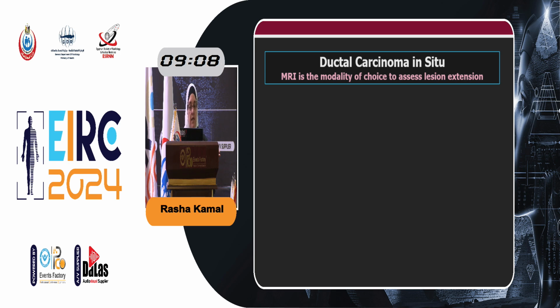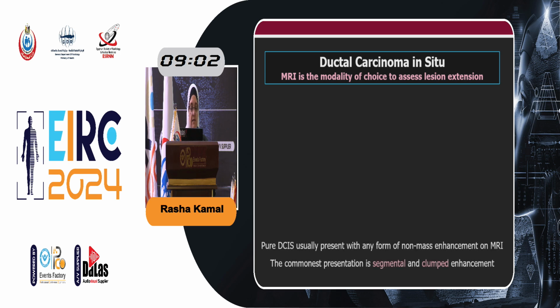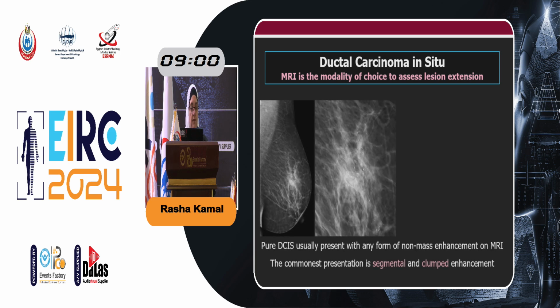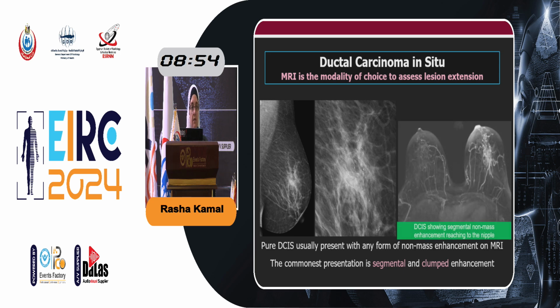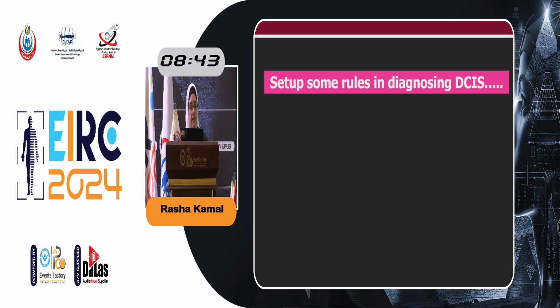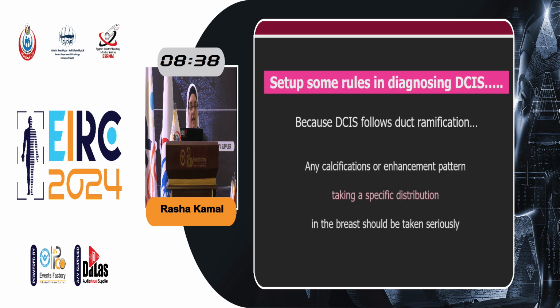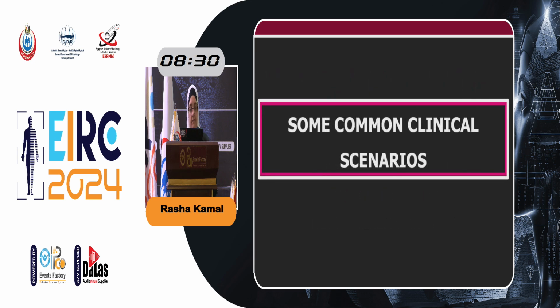Definitely, MRI is the modality of choice when we have a diagnosed case of DCIS to assess for the extent of the disease. This is an example of a case with subtle changes seen on the mammogram with microcalcifications. Look how they appear on the MRI. We can say that we have a segmental non-mass enhancement extending from the nipple, and we can measure the actual extent of the disease. So to set up some rules in diagnosing DCIS, because DCIS follows duct ramification, any calcification or enhancement pattern taking a specific distribution in the breast should be taken seriously.